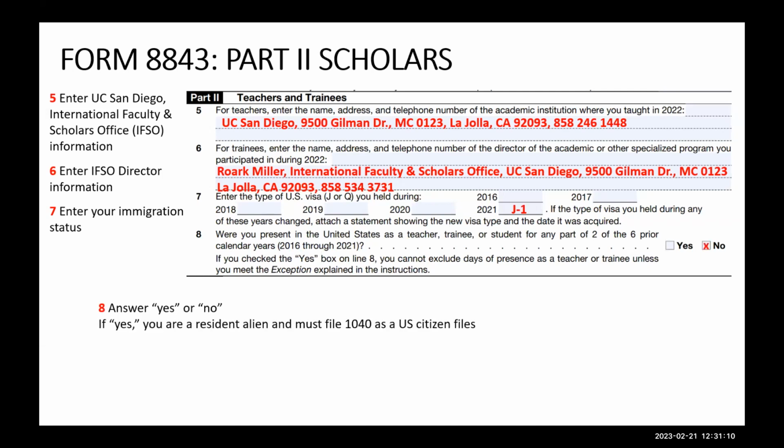But I suspect that all of you now, all the scholars on the call, are non-resident aliens, and you have at most 1 year of presence indicated in question 7. So you would indicate no for question 8. There is an exception. If you see the last phrase, if you check the yes box on line 8, you can't exclude days of presence. There is an exception. You can ask me later about that exception if any of you are concerned about that.